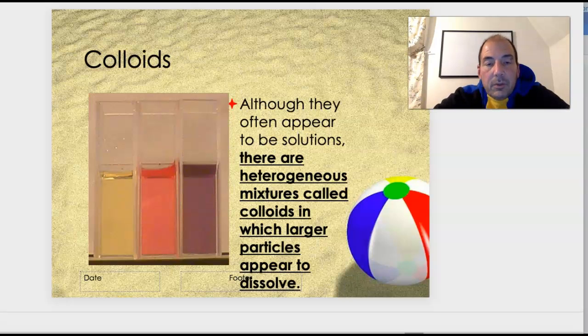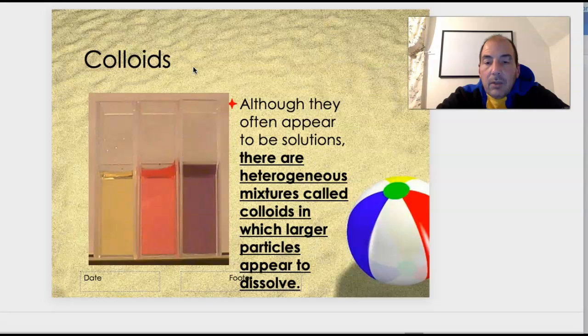Now, the title of the unit was Solutions and Mixtures, so we need to talk about the mixtures a little bit. Okay? When we use the term mixtures, we're usually talking about something that is heterogeneous. Yes, a solution is a homogeneous mixture, but if we just say mixture, we're usually implying it's heterogeneous. Okay, so the first type are called colloids.